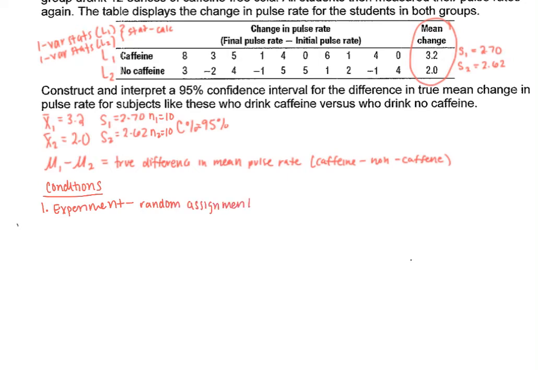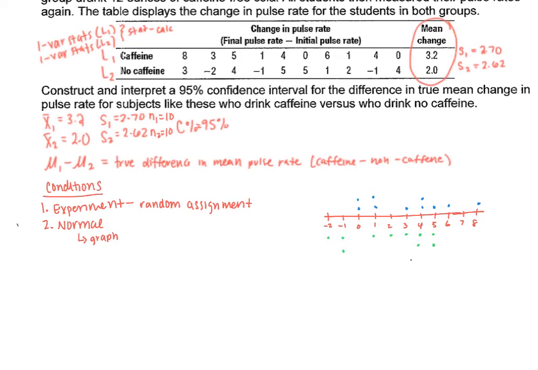We need to meet the normal condition, though. We can ignore independent because it's an experiment, but we need to show that they're normal and n is less than 30, and they don't tell us the populations are normal, so we're going to have to draw a graph. So I'm going to do that over here. It's just going to be a quick dot plot. The smallest number is -2, and the largest number looks like it's 8. So we can just draw a quick dot plot here.